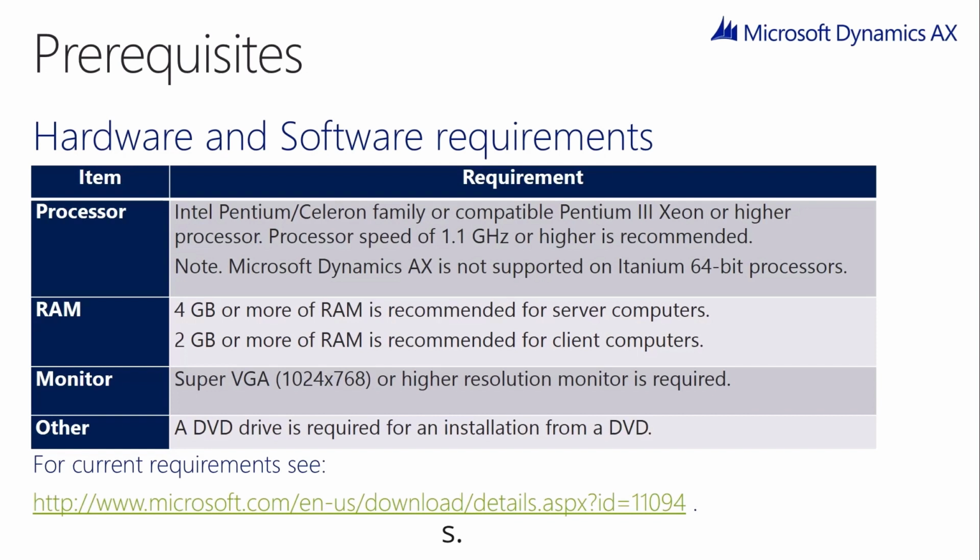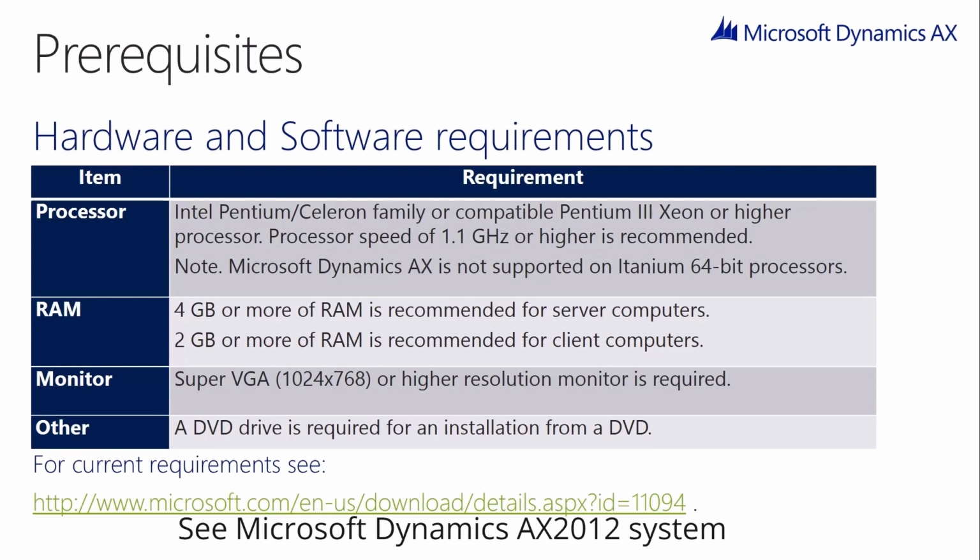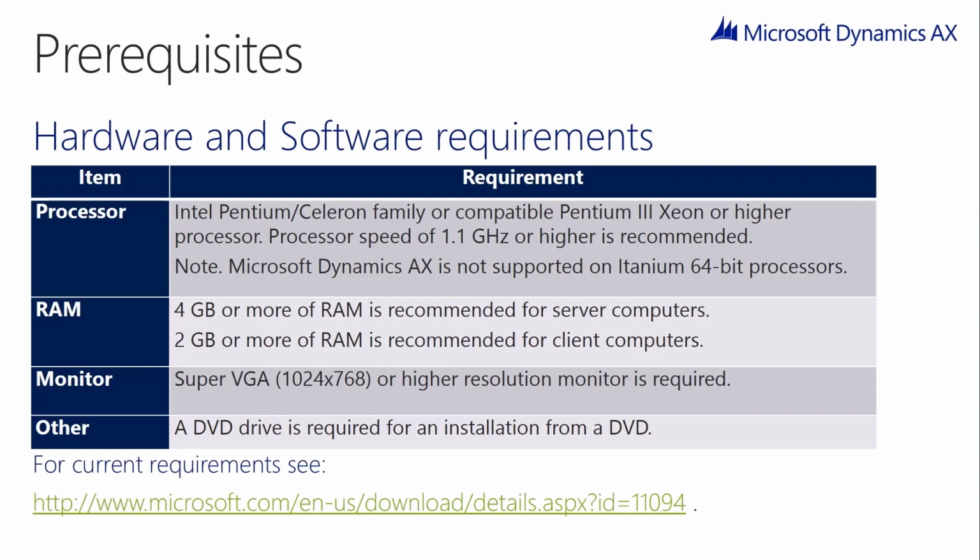RAM. 4GB or more RAM is recommended for server computers. 2GB or more RAM is recommended for client computers. Monitor. Super VGA or higher resolution monitor is required. A DVD drive is required for an installation from a DVD. Actual requirements vary based on system configuration and based on the applications and features that you decide to install. For the current hardware and software requirements for Microsoft Dynamics AX 2012 core components, AOS, clients, database server, and retail components, see Microsoft Dynamics AX 2012 system requirements at this link.